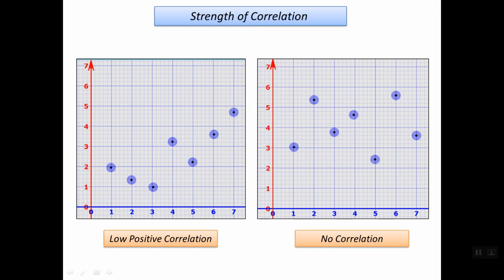In this case, because we don't have a direction for the correlation, we don't have any strength for the correlation between these two variables.